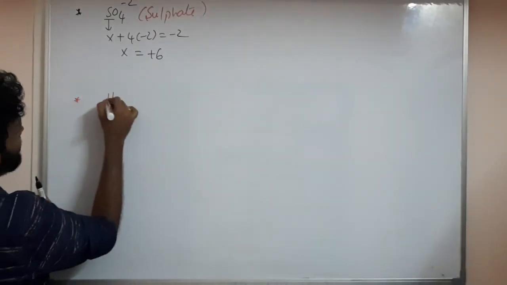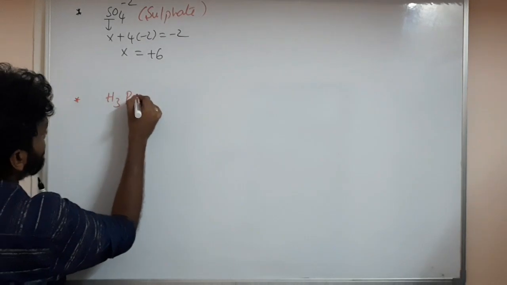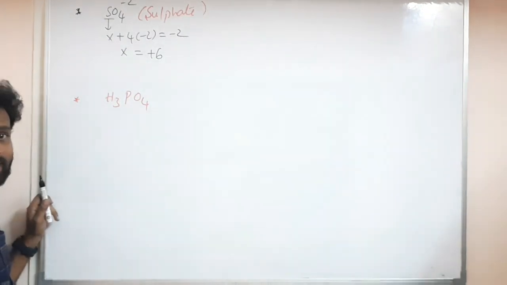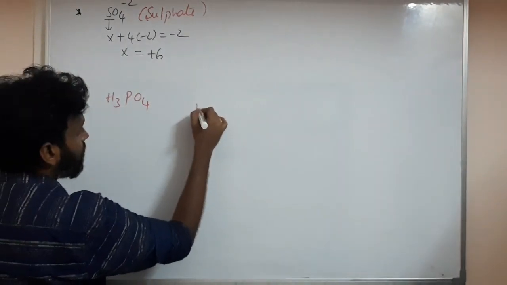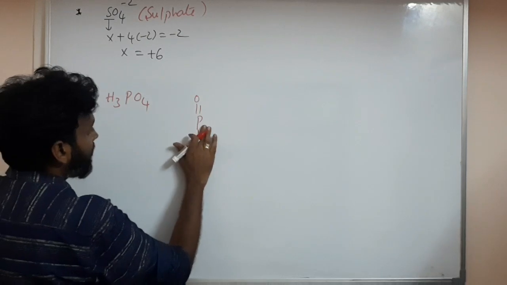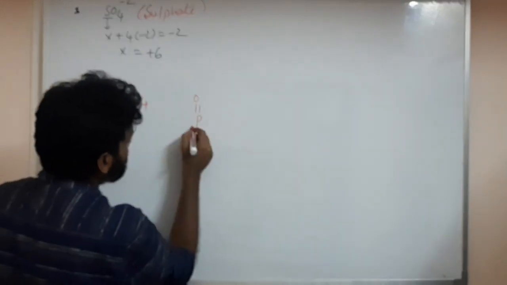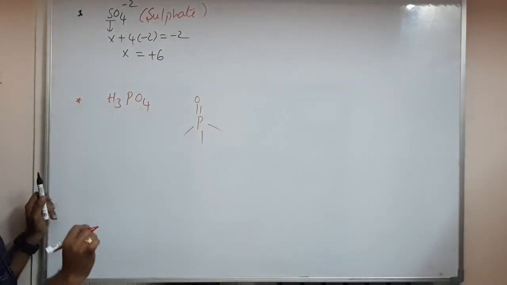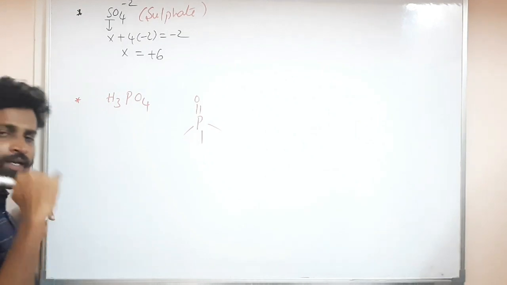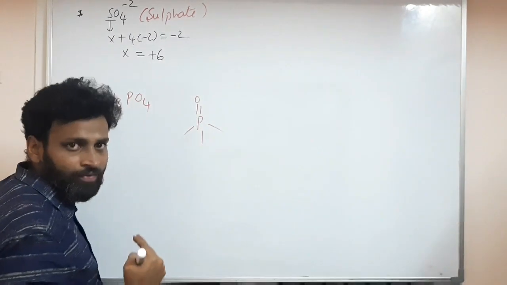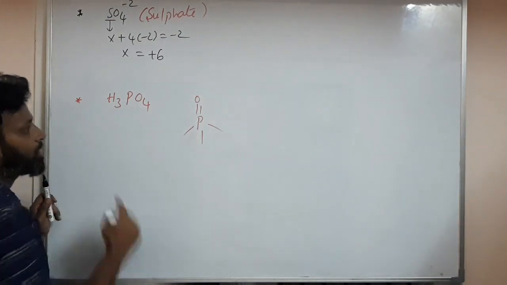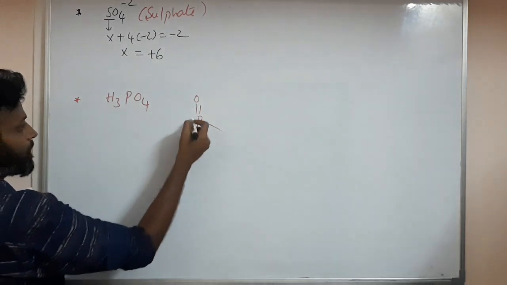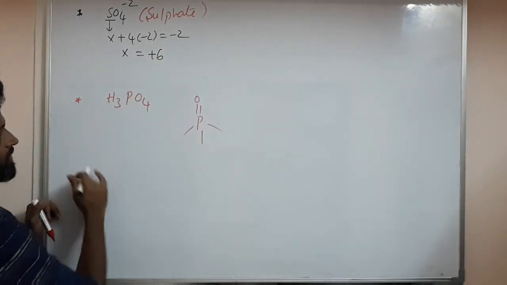Sir, suppose any acid with phosphorus is given, H3PO4 or H3PO3. In basicity I said, do you remember or not? Phosphorus always has 5 bonds, I said. Phosphorus has how many bonds? 5 bonds like this. Phosphorus has 5 bonds in any of its acids. Suppose H3PO4: here phosphorus has 5 bonds. P double bond O, and 3 single bonds like this.